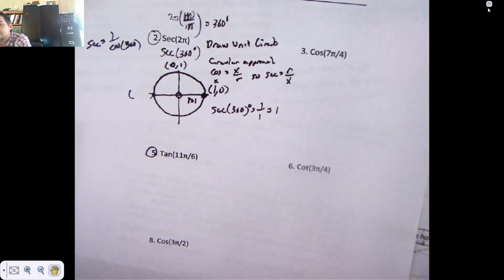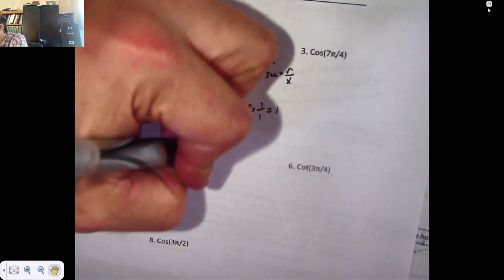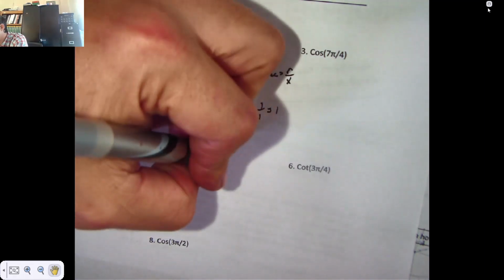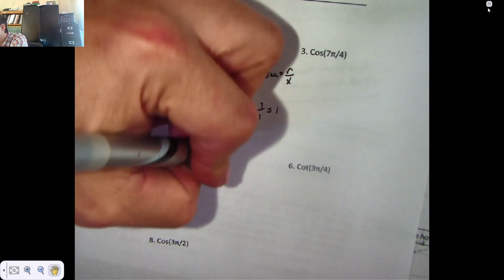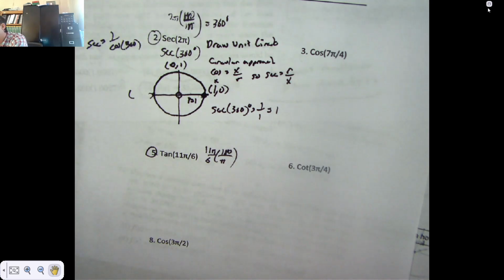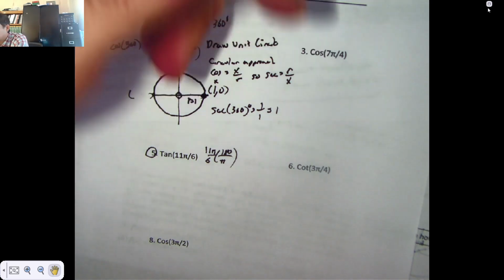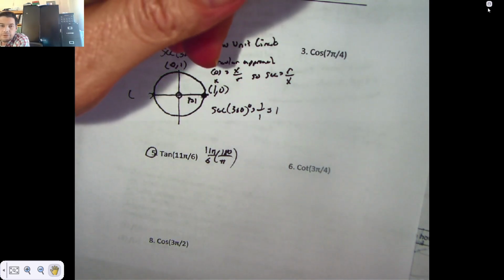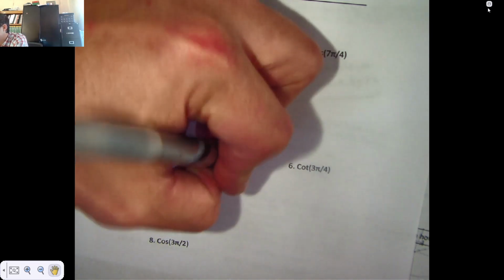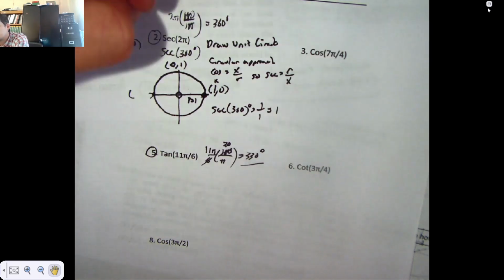Tangent 11 pi over 6. So you're going to have to figure out what 11 pi over 6 is as a degree. You're going to multiply by, what, 180 over pi? I believe that's right. And 11 pi over 6 should be 330 degrees when everything is said and done. I feel like that's right. Because that becomes a 30, 11 30s is 330, pi's cancel. It's a 330 degree angle.